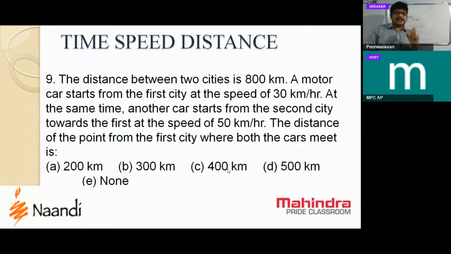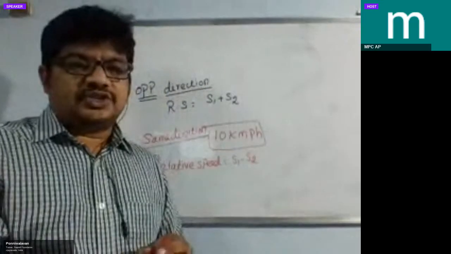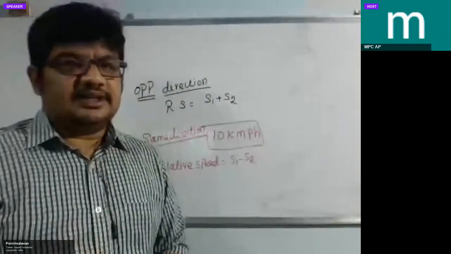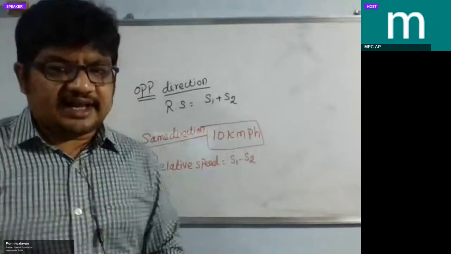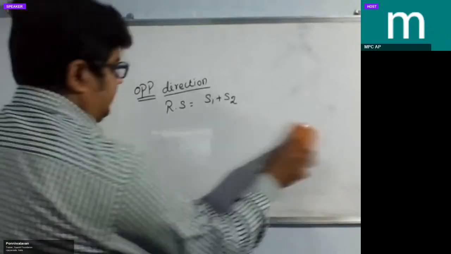What is one car's traveling speed? 30 km per hour. What is the other car's traveling speed? 50 km per hour. Okay, are they traveling in the same direction or in the opposite direction? They are traveling in the opposite direction. Superb. Read the question carefully.